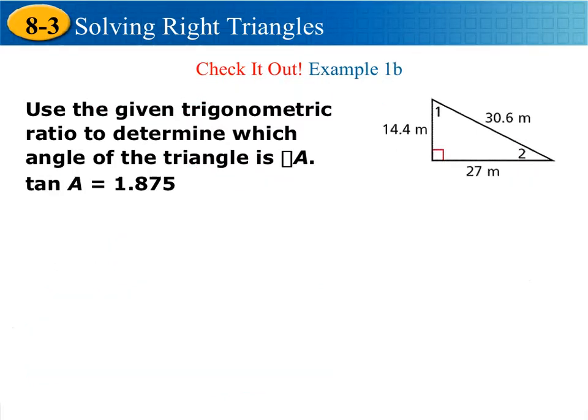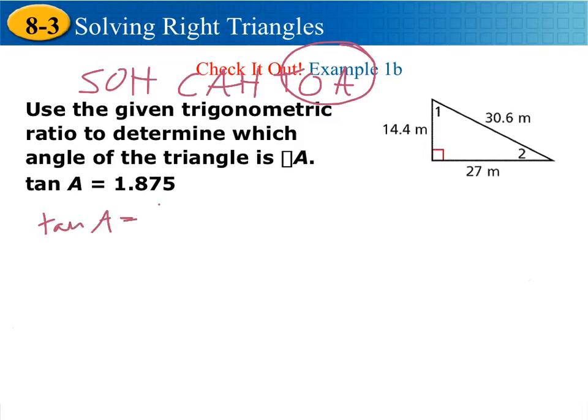We have one more. So let's do tangent. So in SOHCAHTOA, which one's tangent? Opposite over adjacent. So the tangent of A is opposite over adjacent. So let's look at the tan of angle 1. What is opposite of angle 1? 27. And what side is adjacent to angle 1?